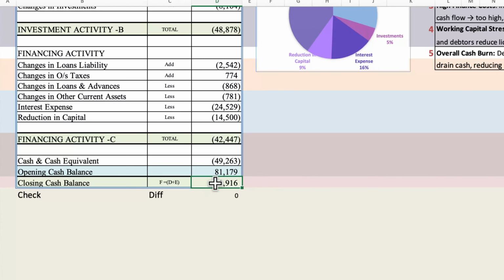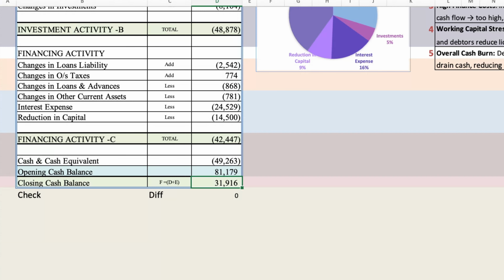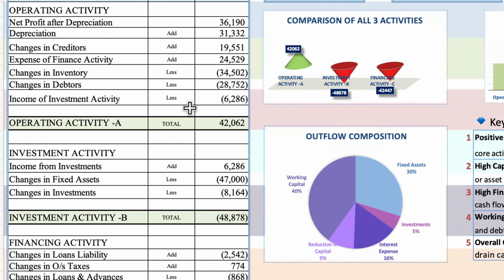To check whether our final calculation is correct, our report is correct, here I have calculated the difference. So cash balance as per our cash flow statement and balance as per balance sheet, both are matching 31916. So here you can see there is zero difference. So our report is correct.